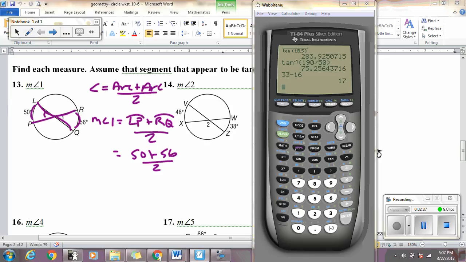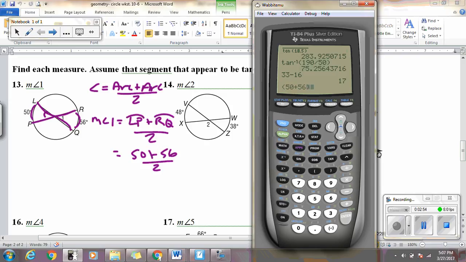Back to my problem. I could type 50 plus 56 divided by 2. Notice I put it in parentheses. This is so I don't have to go do alpha y equals 1. But if I did not put parentheses, I would not get the right answer. So it is 53 degrees.